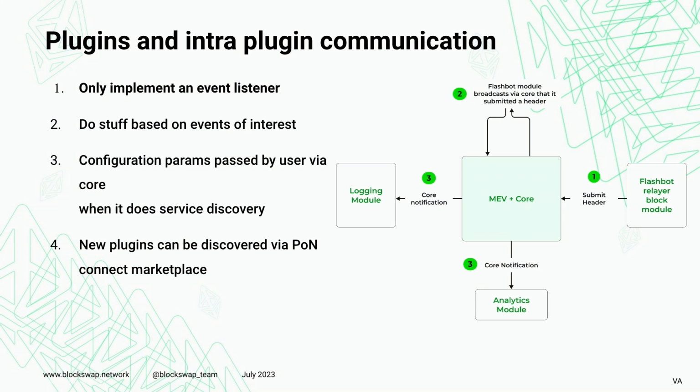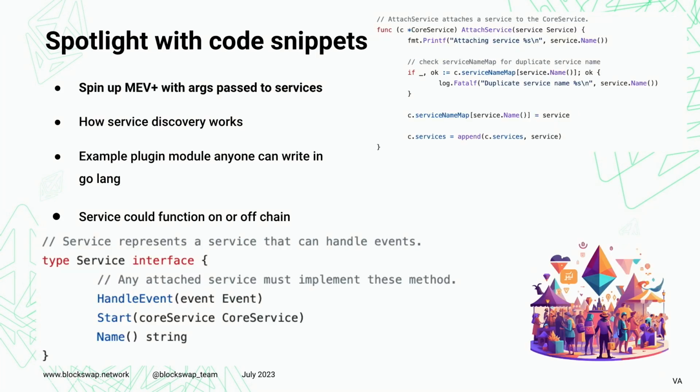So for example, in this diagram, I've got a module that's talking to a Flashbots relayer, no problem at all, and that module can emit events through the core to other plugins. A logger might pick that up and say, okay, we're just going to log that, and you can push it into an ELK stack or whatever you want. Or you can build an analytics module. It's really up to the community. It's very plug and play, and anyone can spin up a plugin. So how do you do that?